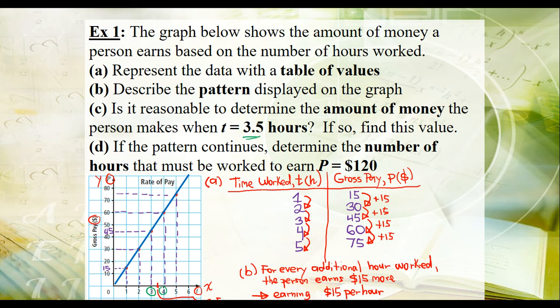So what I'm going to do here is at 3.5 hours, I'm going to draw a dashed line that goes up to this line that represents the data. So it goes up to here, and then we hit this line, and then we go across to here. And where does it hit the axis? Well, you're going to have to guess a little bit. It looks like it's closer to 50 compared to 60. So maybe it hits it at about $53.